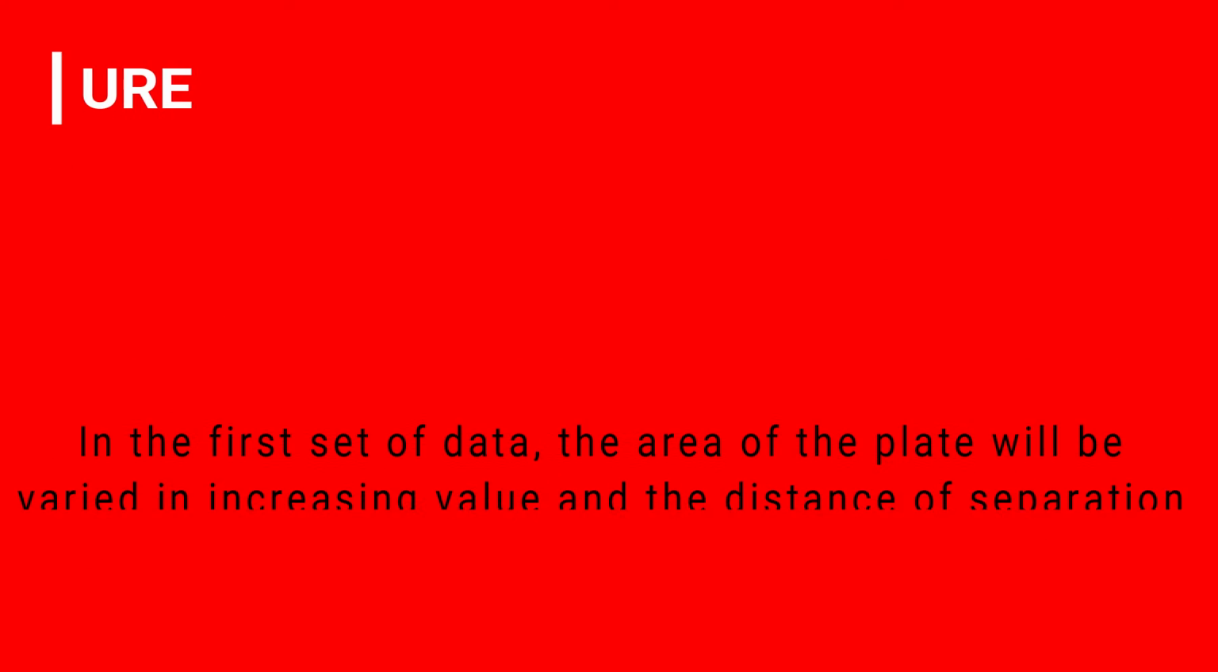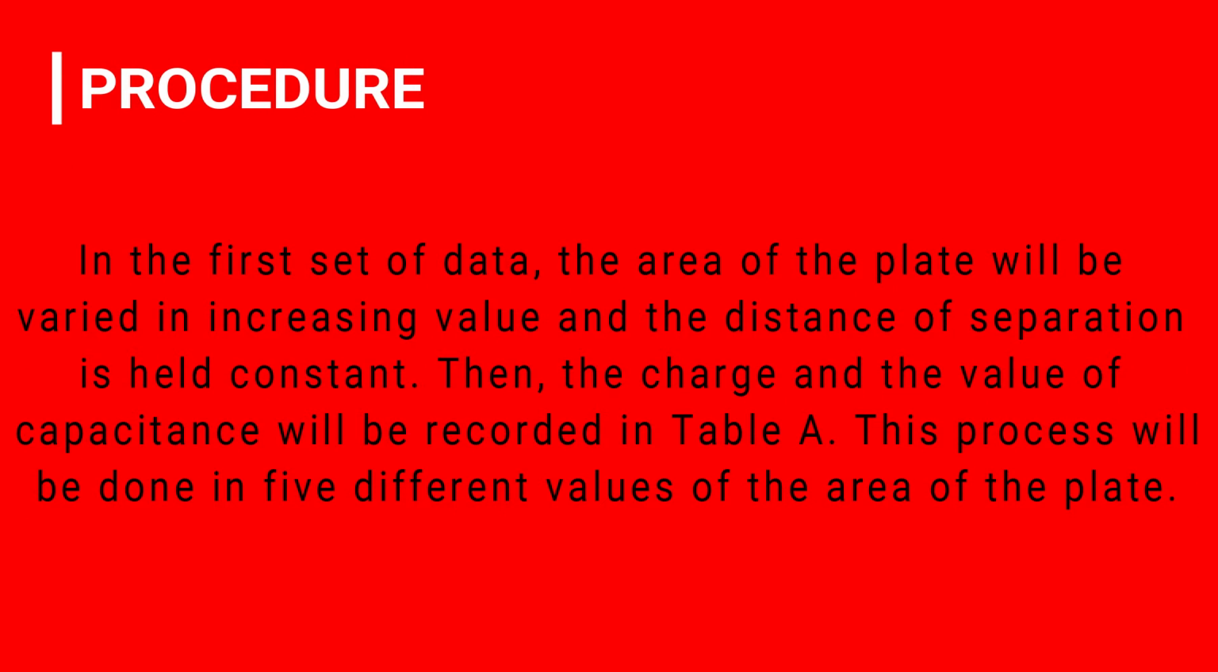In the first set of data, the area of the plate will be varied in increasing value, and the distance of separation is held constant. Then, the charge and the value of capacitance will be recorded in Table A. This process will be done in 5 different values of the area of the plate.